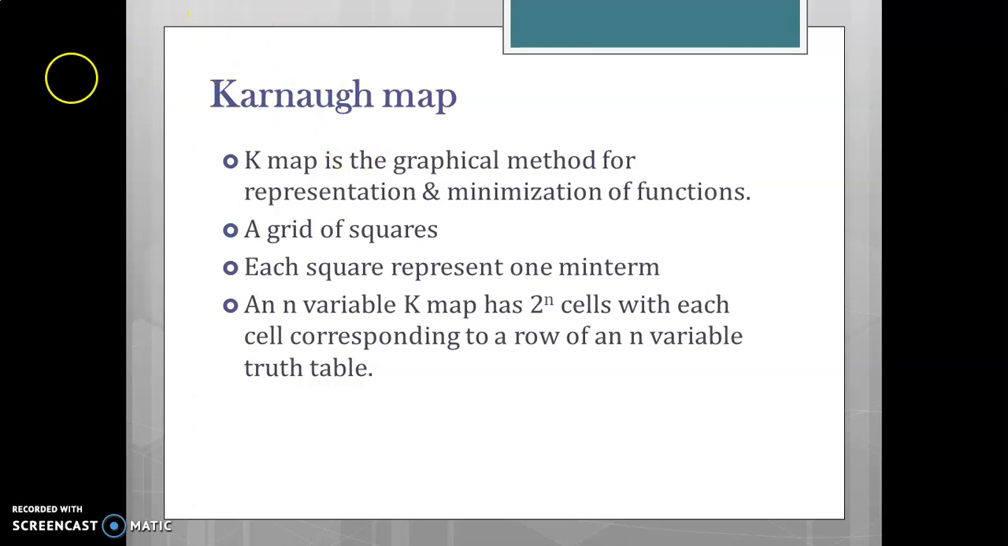Karnaugh map, in short called as K-map, consists of a grid of squares. Each square represents one minterm. So in K-map there is a concept called cell, and the cells have one-to-one correspondence with these minterms. An n variable function will have 2 power n minterms, so the K-map will have 2 power n cells.